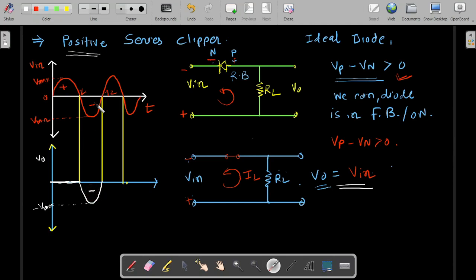So from this diagram you can say this is a positive clipper and the diode is in series with the load resistance. That is why this is a positive series clipper. I hope you understood this circuit. We have seen the positive series clipper. Next we are going to see the positive shunt clipper in the next video. Thank you very much.